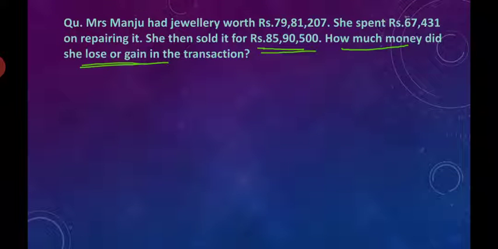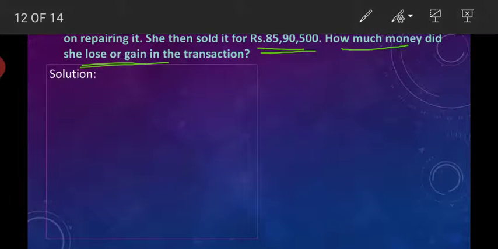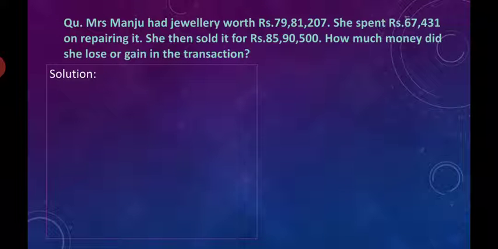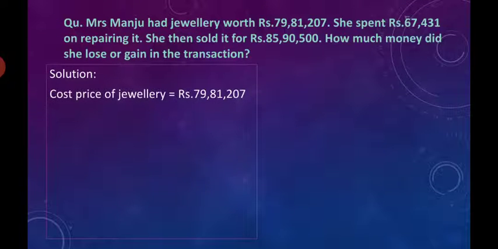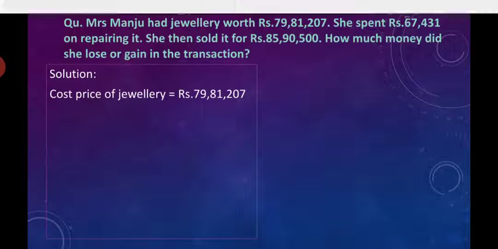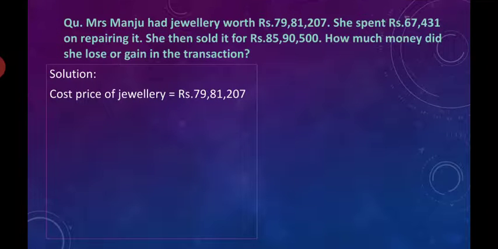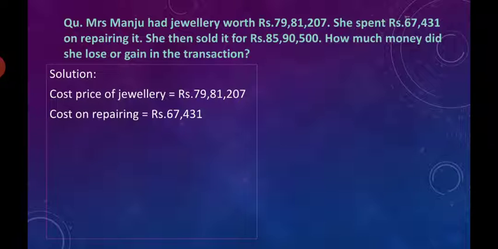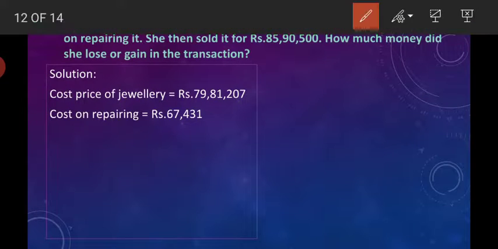So similarly you have to write what you have given in this question. In all the word problems you have to write what you have given. Set the solution. First write what you have given. We have given the cost price of jewelry, that is 79,81,207. Again cost on repairing is 67,431. She spent some more money on the repairing of it, that is cost on repairing.